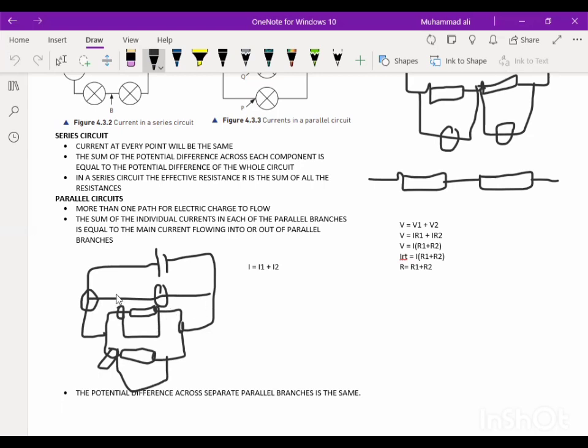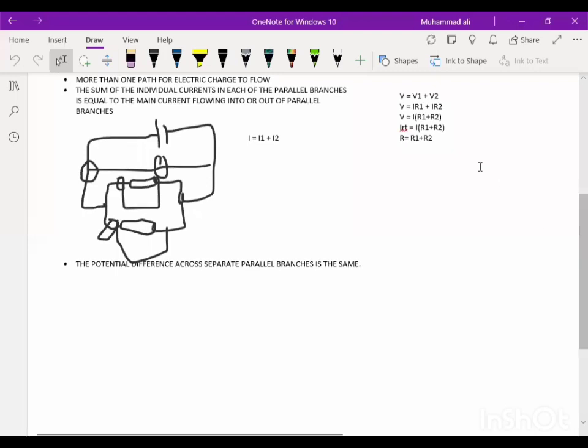So for example, this reading will be V of the source, the voltage of the source. This reading here will be the voltage across it, but it will be the same as this one, and this reading will also be the same as this one. So all of the readings are the same. So the idea is that the potential difference across separate parallel branches is the same, right? So this is what you need to know for this one. Then we have the last one, which is not that bad actually.